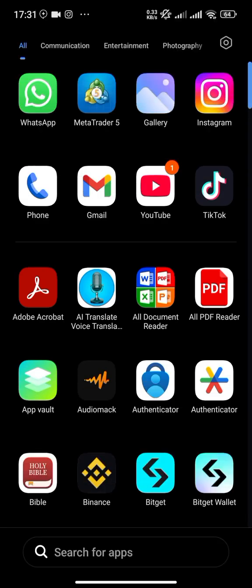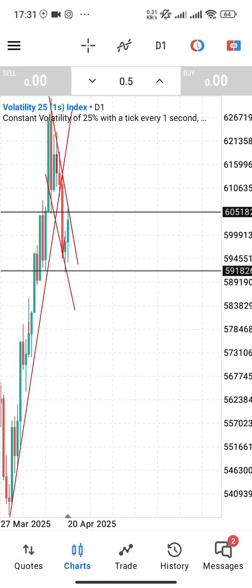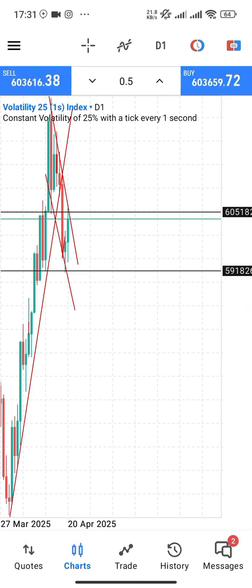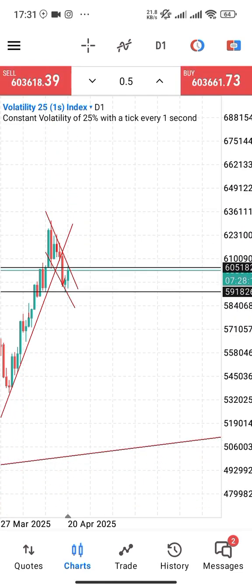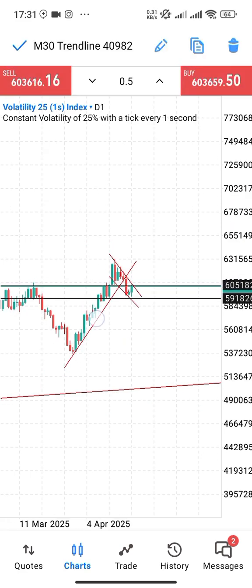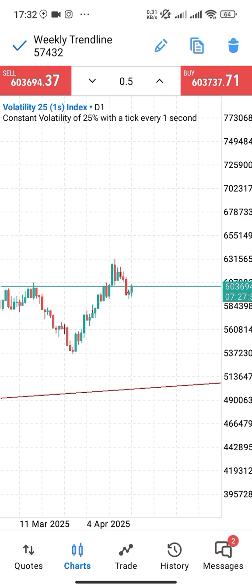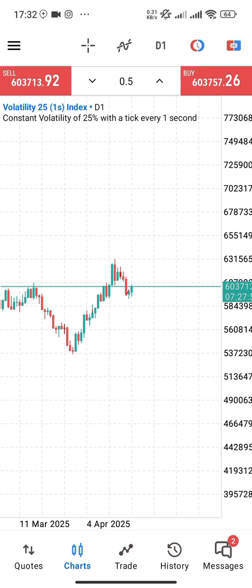All right, guys. Today we're going to be diving into the market and see what we have. I've done this analysis before, but I want us to do it again. So I'm going to be deleting everything and making it a clean chart. This is a clean chart.